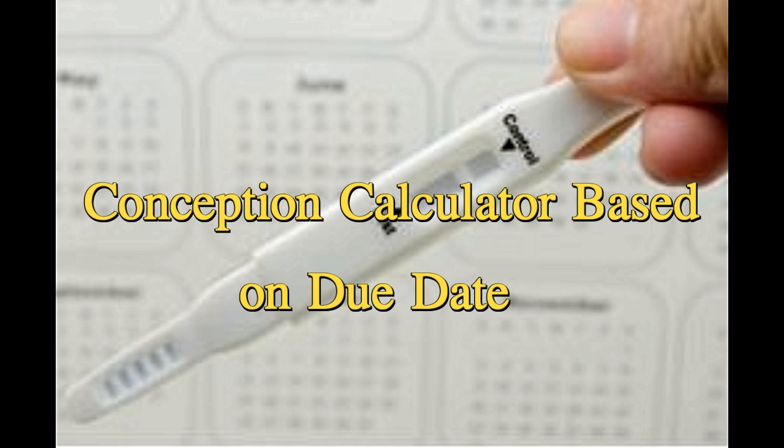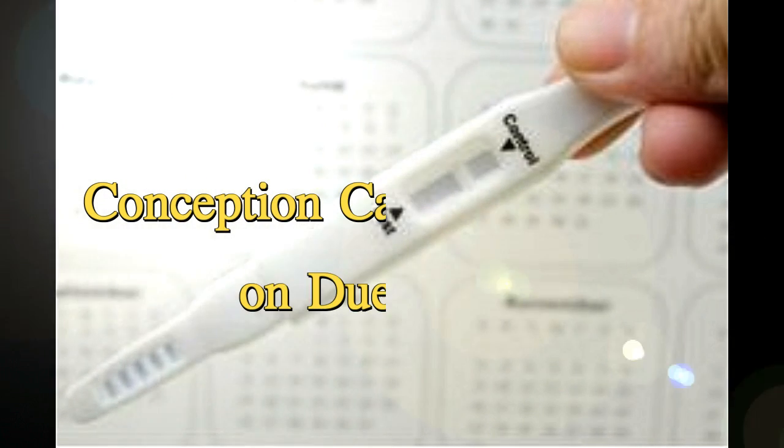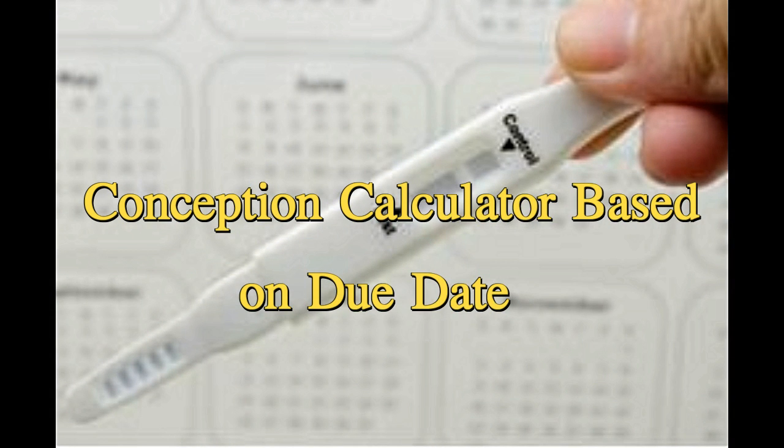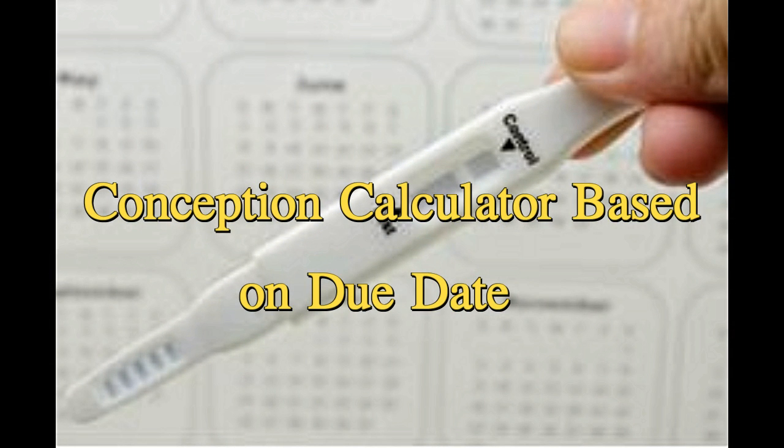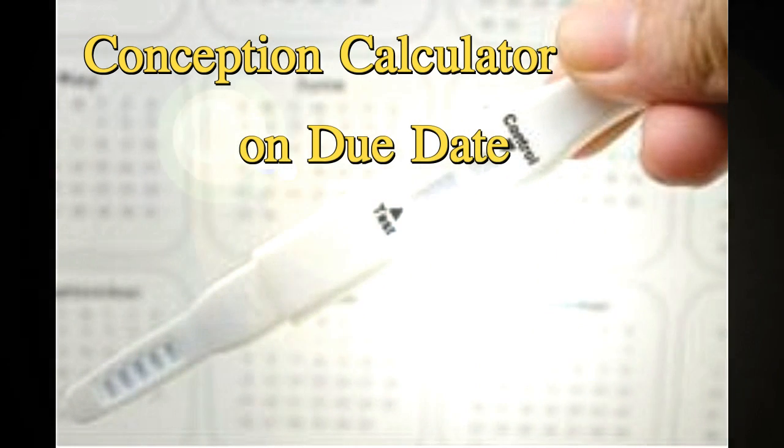When a woman is confirmed to be pregnant, both the mother as well as the father are eager to know when the baby will be born. That is when the gynecologist makes use of the due date calculator to predict the approximate arrival date of the new addition to the family. However, after a few weeks, the parents want to know when their baby was conceived. This is when the conception calculator based on due date comes in handy.